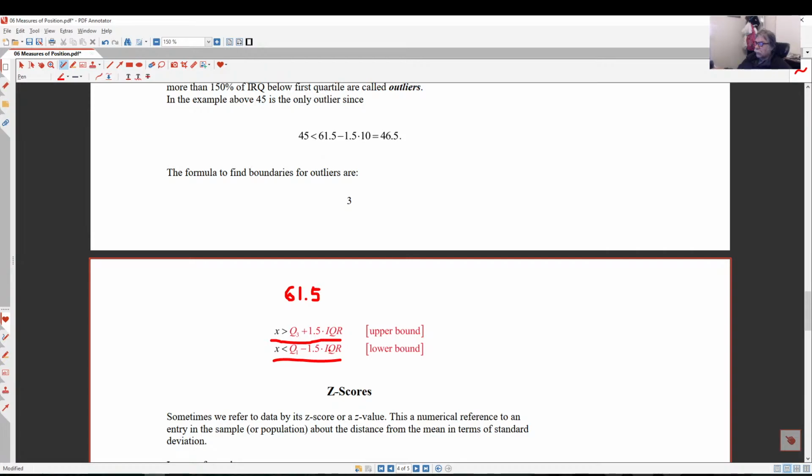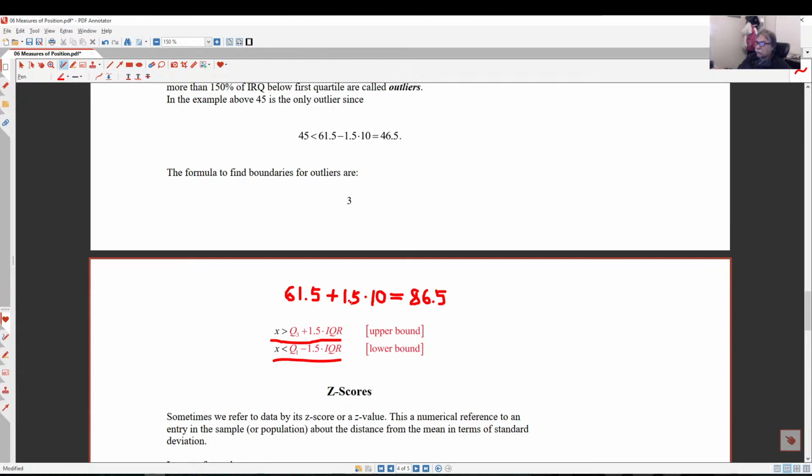And then you add 1.5 of the interquartile range, which is like 150%, right? In our case, the interquartile range was 10. That will give you the bound for the outlier. So when you add this up, you end up with 86.5. That is the upper bound for an outlier.